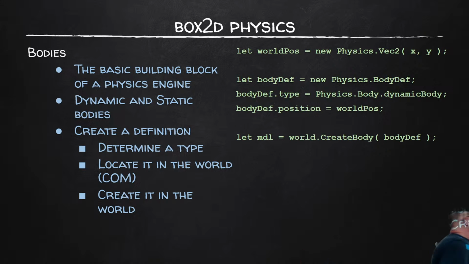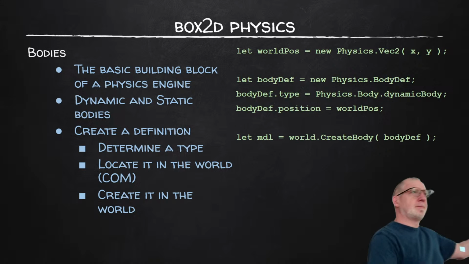And at the very end, you tell the world to create a rigid body with your definition. And the reason they do this is so that you can create multiple rigid bodies with the same definition in a nice looping structure. Right? So if I had to create 100 balls, they'd all be the same.